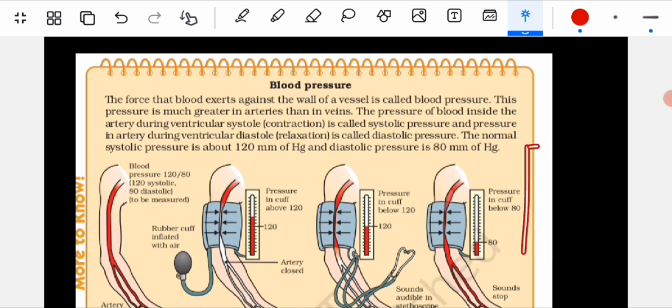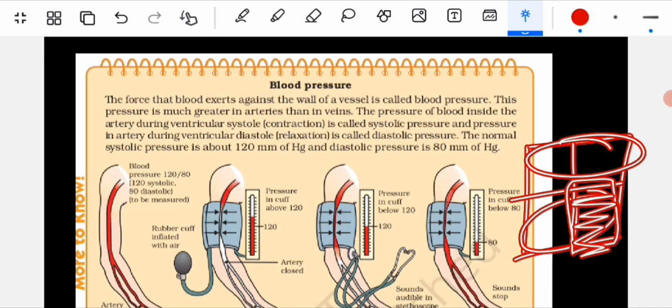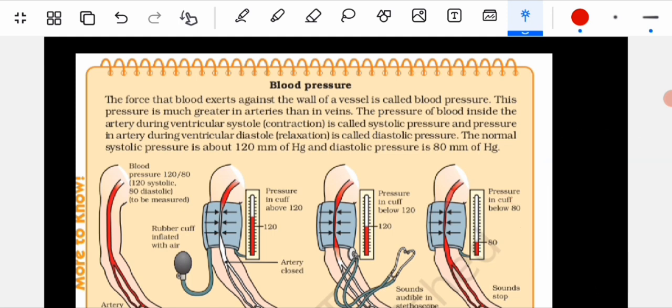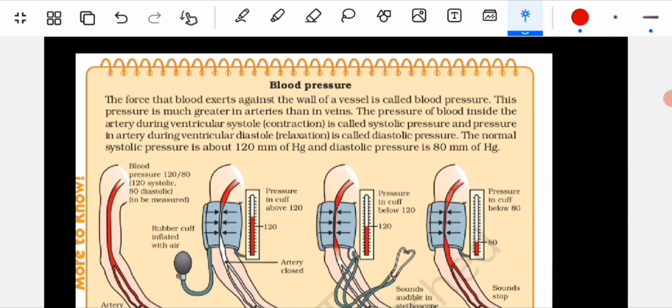Okay. We know that there are 4 chambers. These both are atrium and these both are ventricle. When the ventricle is filled with blood, and that blood has to go out of the heart, it has to contract itself. That is called systolic pressure. In the same way, when the ventricle is empty, the blood is coming into it, then the chamber has to be in a relaxed state. So that is called diastolic pressure.